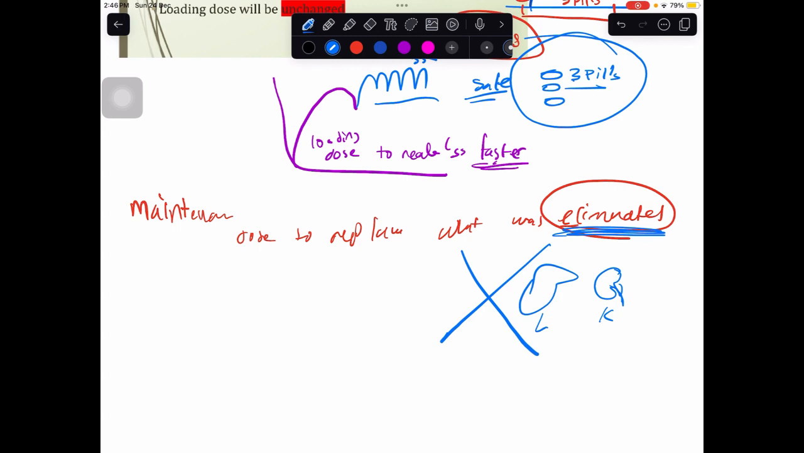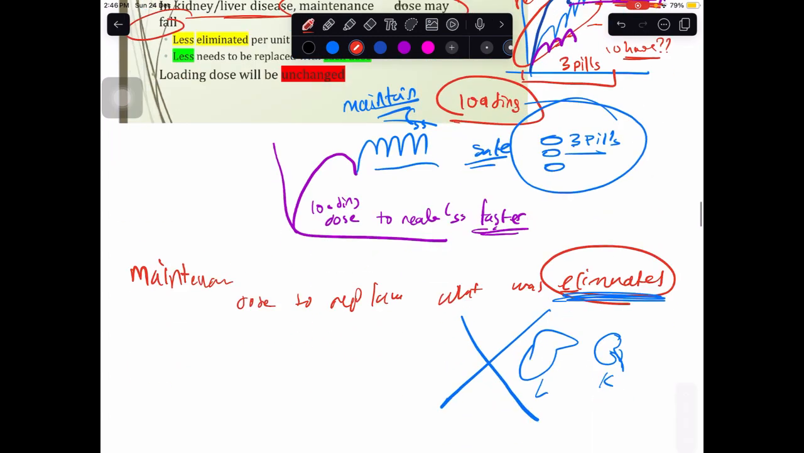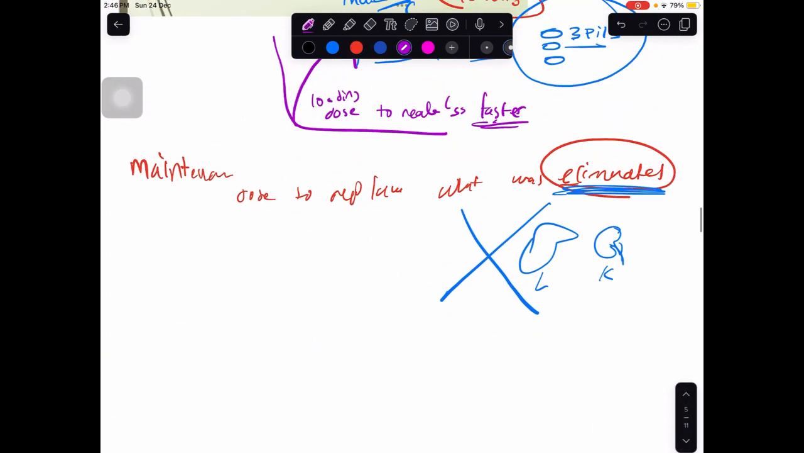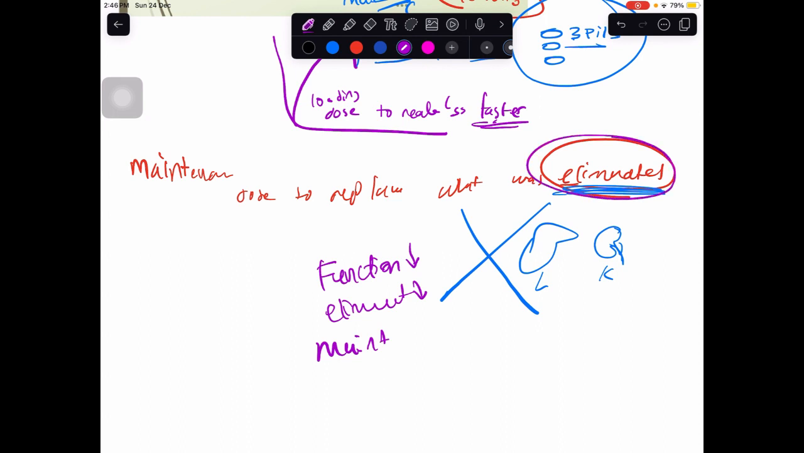If there's a disease or a failure or something within that nature, this means that the function will decrease. Yes. What was their function? The elimination. Okay, if elimination is decreasing, maintenance will decrease too, because now less is being eliminated, so I require less drug in order to replace. If I have 100 milligram I took, and my kidney is working normally, and my liver is working normally, they eliminated, let's say 70 milligram.